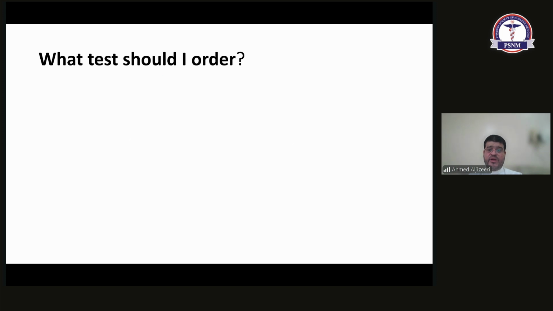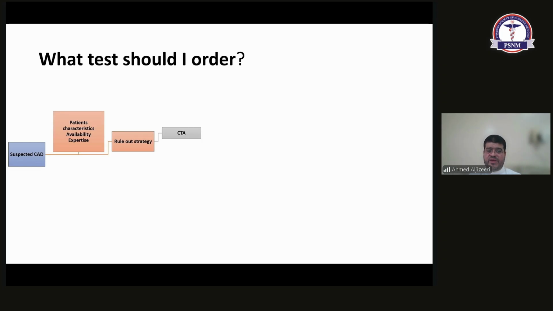Now, what test should I order if we put things together? If you have suspected coronary artery disease, you will look at patient characteristics, likelihood of the disease, and availability of the expertise. Then if you are looking for a rule out strategy, basically ruling out the disease, and the likelihood of the disease is very low, then CT is your first choice. But you have to remember coronary microvascular dysfunction.